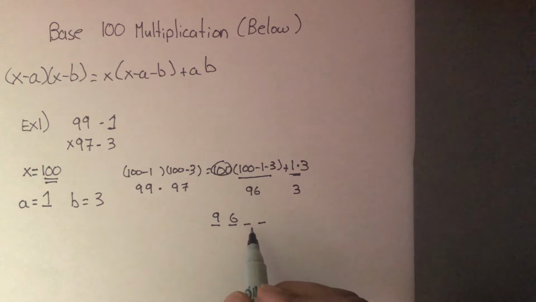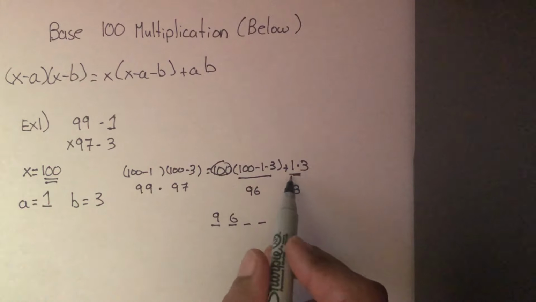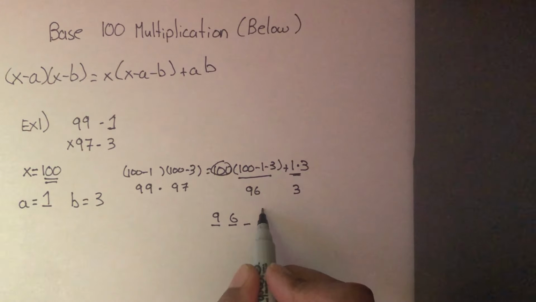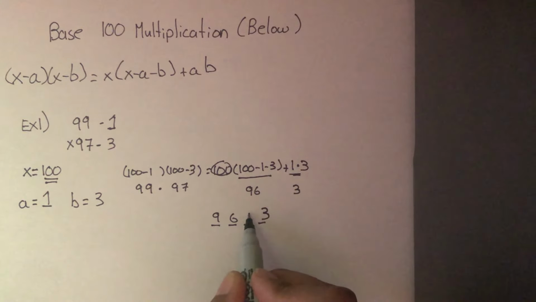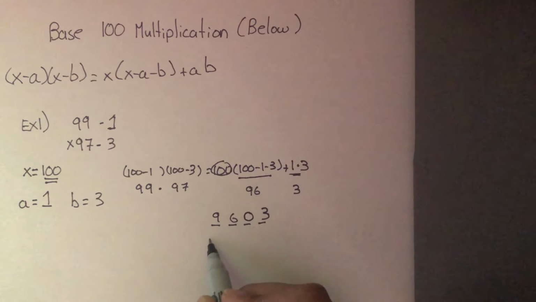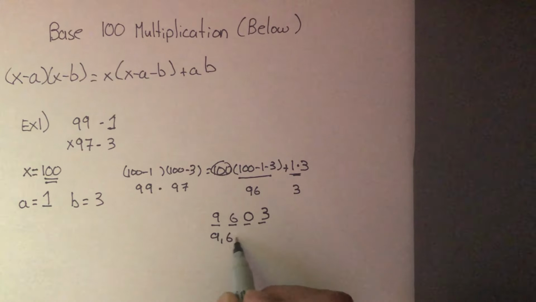Now this 96 must go over here because it's multiplied by 100. So it gets shifted 2 spaces to the left. And this 3 is just the units in the unit space, so it goes right here. So what goes here? Nothing. So my final answer is 9,603.